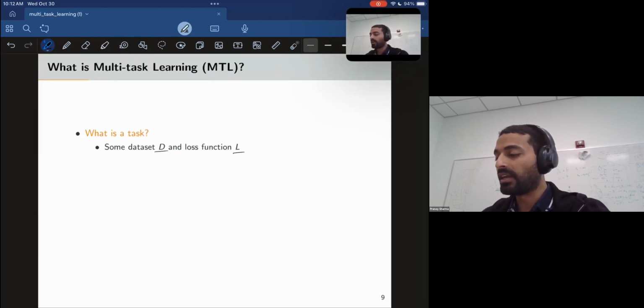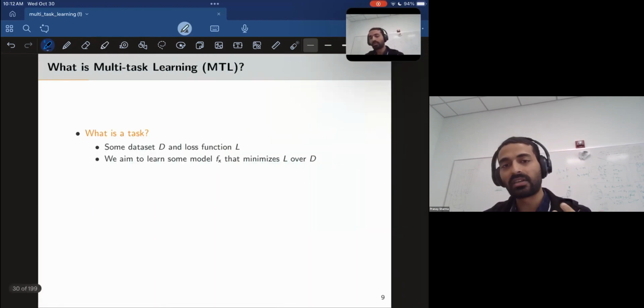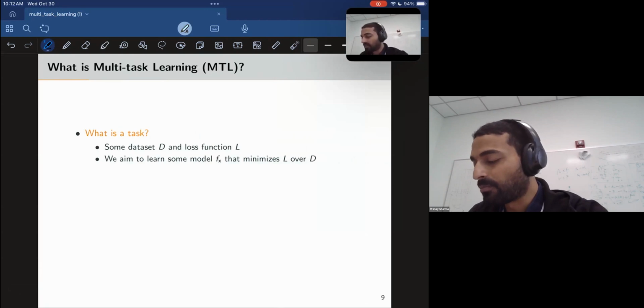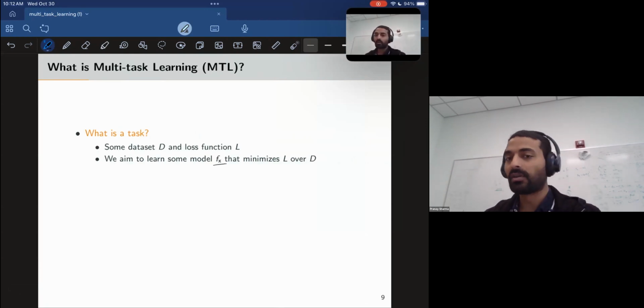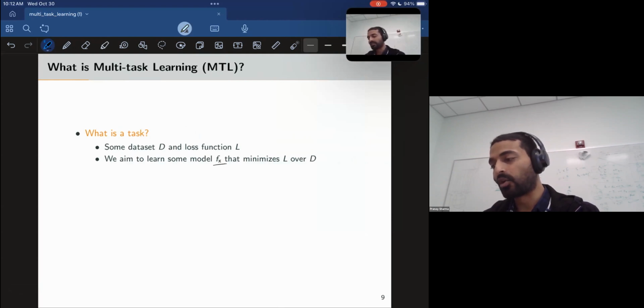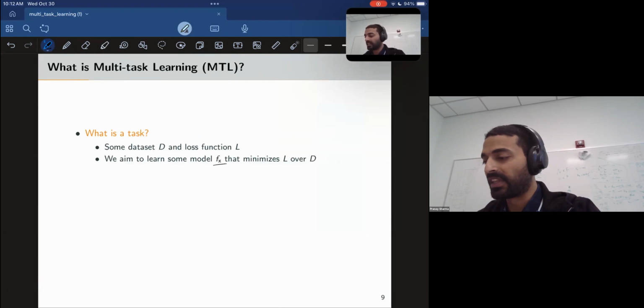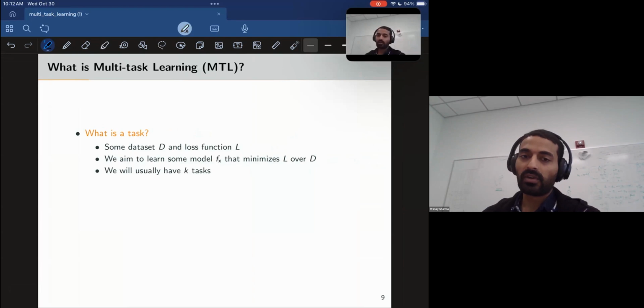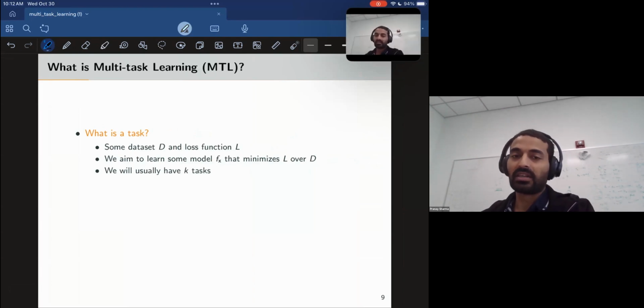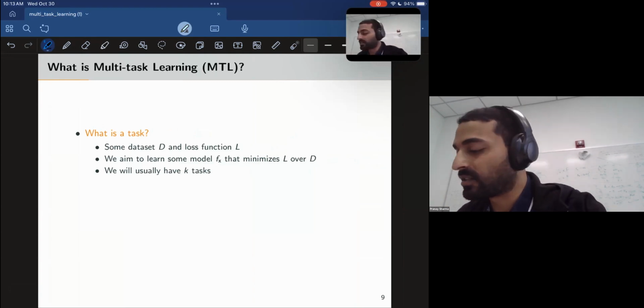So what we are interested in is we want to learn some machine learning model, f of x. Here, x are the parameters of this model, and this model would like to minimize this loss function over this data set D. So this comprises one task. And in this talk, we will mostly have k such tasks. So we'll have multiple loss functions, multiple data sets, and there will be k such tasks.